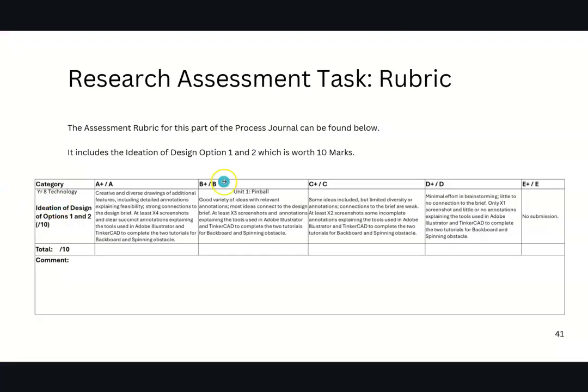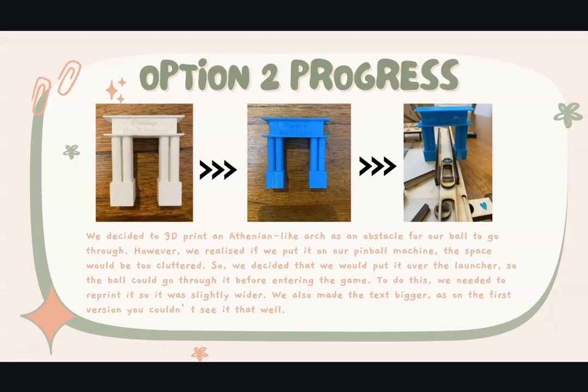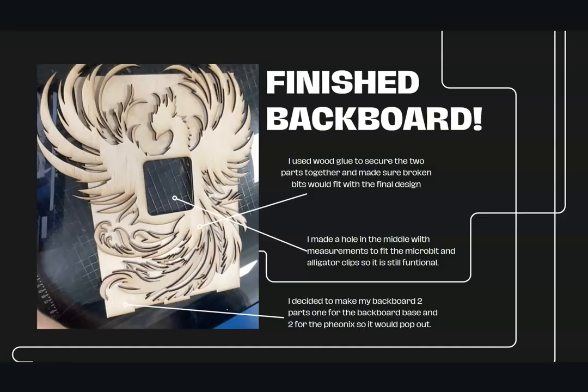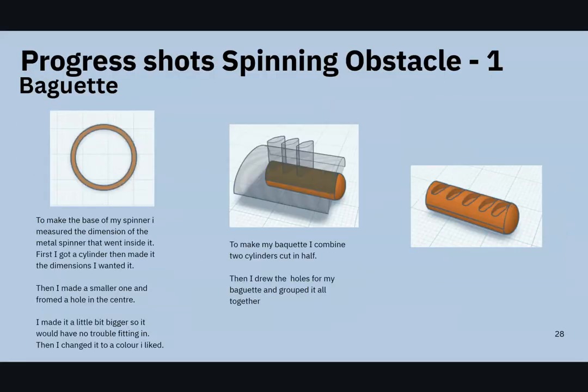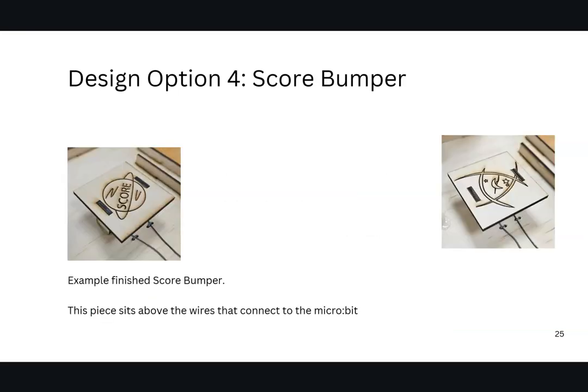This is how you're being assessed for this assessment. So sketches, creative and diverse drawings of additional features, including detailed annotations, explaining feasibility, strong connections to the design brief. You need at least 4 screenshots, clear and succinct annotations explaining the tools used in Adobe Illustrator and Tinkercad to complete the 2 tutorials for the backboard spinning obstacle. So you have to show me you have worked on both the spinner and the backboard in your journal.